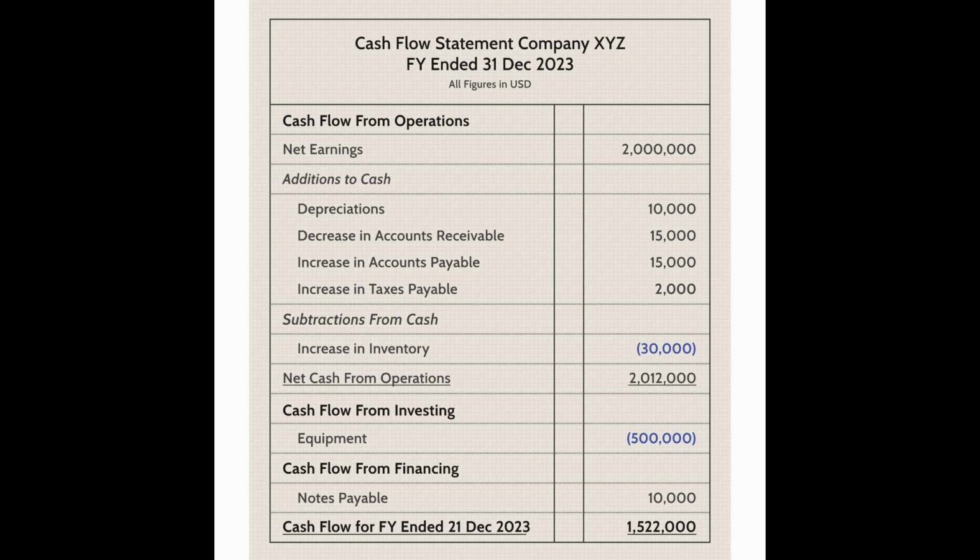Here the company spent $500,000 on new equipment. That's a cash outflow because they bought long-term assets. No sales of investments were recorded, so net cash from investing is negative $500,000. Negative investing cash flow is normal when a business is expanding.